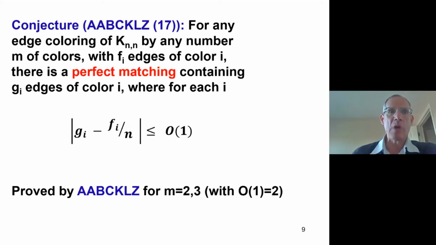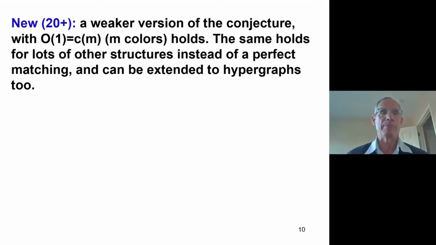Okay? And one of the results I'll try to tell you about is a weaker version of this conjecture. So I'll replace the constant error by an error that depends on the number of colors, but does not grow with the size of the graph. Okay, and in this weaker formulation, the conjecture holds, and it holds in a much greater generality. So not only for perfect matchings, but for all kinds of other structures, and even for hypergraphs. And I'll try to describe some examples of this type.